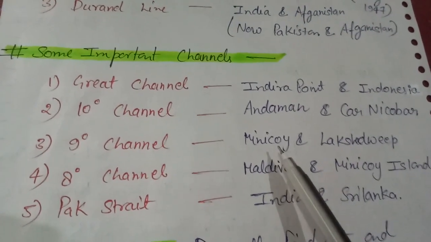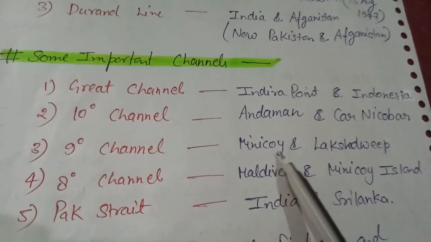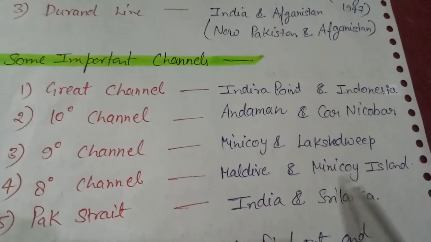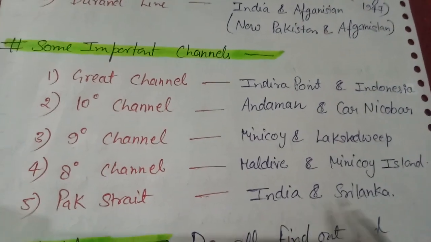What is Minicoy? Minicoy is a small island which is part of Lakshadweep. 8-degree channel divides Maldives and Minicoy Island. Palk Strait, which you know divides India and Sri Lanka.